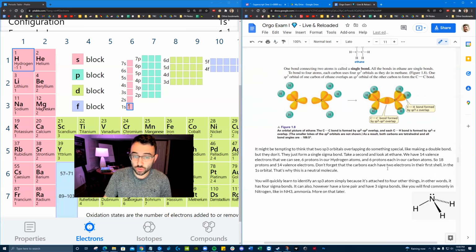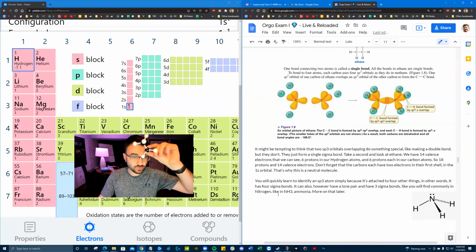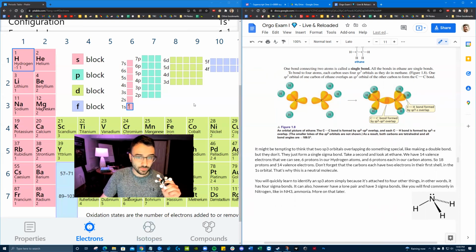So I'm saying here we have 14 valence electrons that we can see, 6 protons in our hydrogen atoms and 6 protons each in our carbon atoms. So 18 protons and 14 valence electrons. Don't forget that the carbons each have 2 electrons in their first shell, that 1s2, in the 1s orbital. That's why this is a neutral molecule.